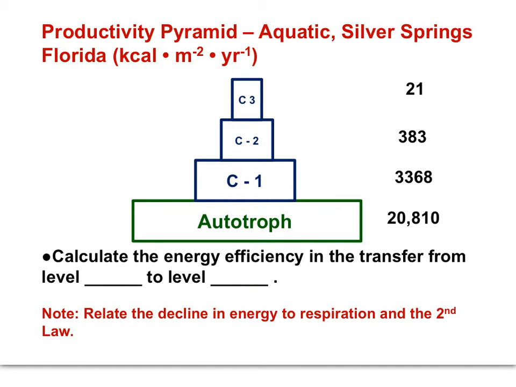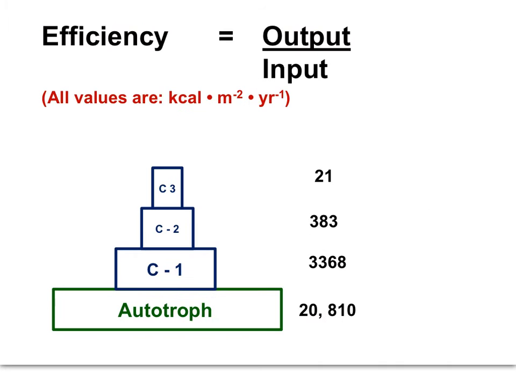Now let's do one together and let you practice some of these others on your own. What is the efficiency of energy transfer from the autotrophs, the producers, to the primary consumers? So 3368 kcals per meter squared per year, that's the output, divided by the input, which is 20,810 kcals per meter squared per year, times 100. The efficiency is 16%.